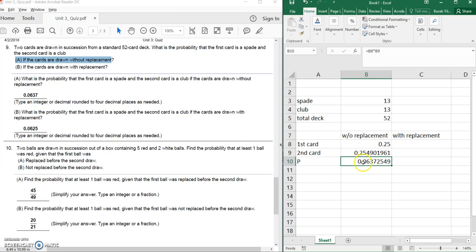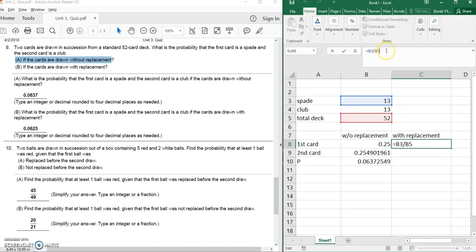So you just put 0.0637, and that goes on top here. And then in part B, it's the same thing, but this time we are replacing the card. So you pull the first card and then you put it back in. So the probability of the first card being a spade would be the same, because there are 13 spades out of 52 cards.